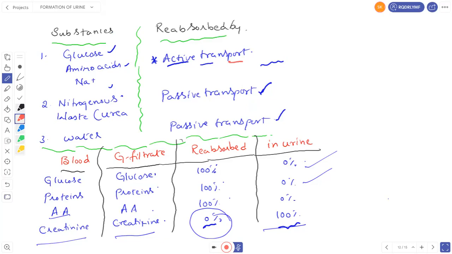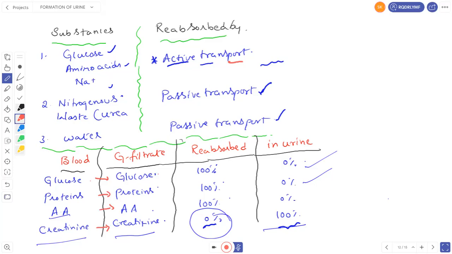Then the substances present in the blood and substances present in the glomerular filtrate. What are the substances present in the blood and what are the substances filtered and entering into the glomerular filtrate? Glucose present in the blood is filtered. Proteins present in the blood are filtered. Amino acids present in the blood are filtered. Creatine present in the blood is filtered.